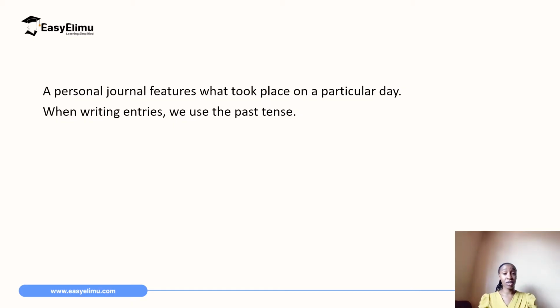So take note of that because sometimes people confuse a diary and a journal. To remember, just remember that a journal, you write for something that has already happened. A diary is for something that will happen later in the future. It could be 2 hours from now, it could be tomorrow, it could be next month.